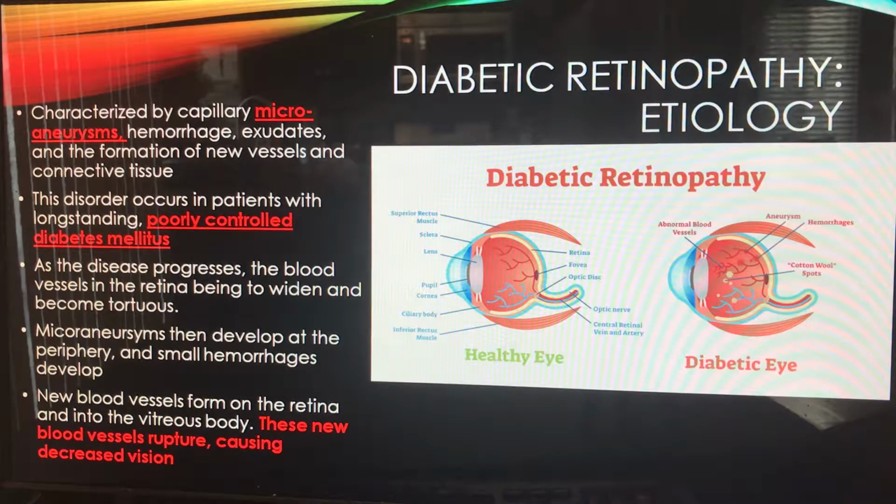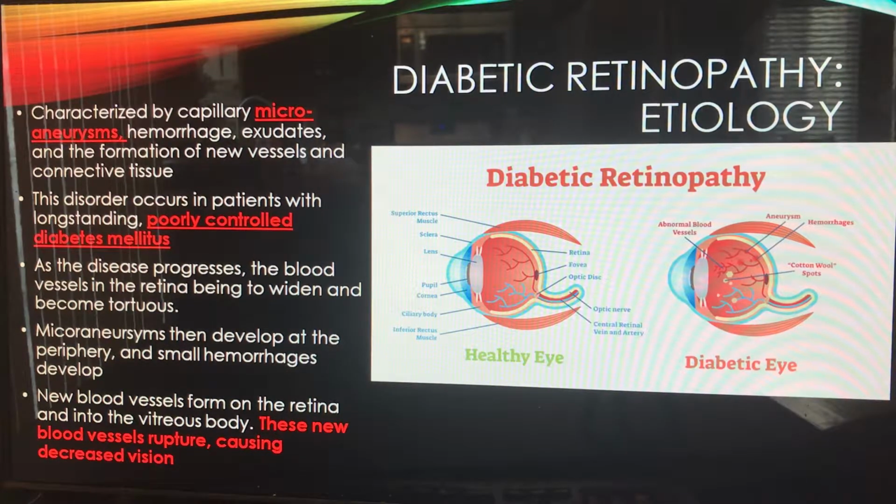For the next disorder, we have diabetic retinopathy. This is characterized by capillary microaneurysms. These are your little blood hemorrhages, and they form new vessels and connective tissue. This disorder occurs in patients with long-standing, poorly controlled diabetes mellitus. As the disease progresses, the blood vessels in the retina begin to widen and become tortuous, so they start to turn. These microaneurysms then develop at the periphery and small hemorrhages develop.